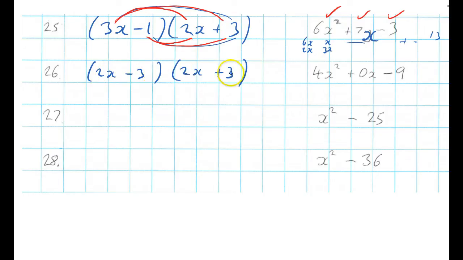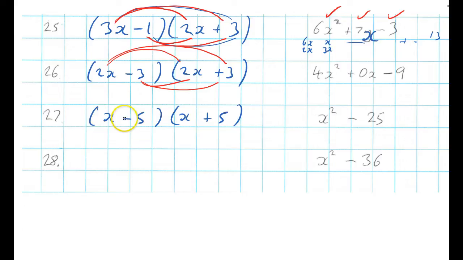Difference between 2 squares. Because if I do that, 2x times 2x will be 4x squared, and then I get plus 6x minus 6x disappears. That'll be 0x's, and then minus 3 times plus 3 is minus 9. So this difference between 2 squares makes the last two really easy. I've got difference between 2 squares there. I know there's going to be x minus 5 and x plus 5, and this one here is going to be x minus 6 and x plus 6.